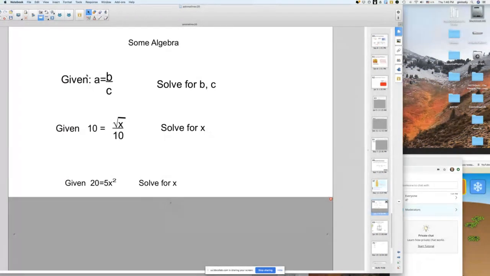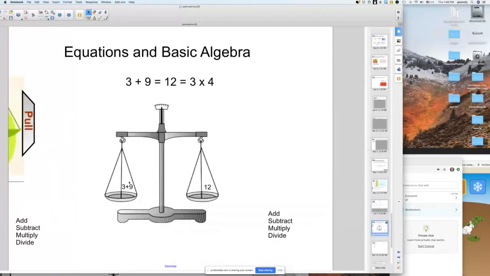You have to remember the equal sign here means that whatever is on the left side is the same as whatever is on the right. It's like a balance. You're balanced right now. When you have an equal sign, it says you have 3 plus 9 here, and you have 12 here, and you're balanced because they're the same. So whatever you do to one side, you got to do exactly the same thing to the other side. That's the thing to remember. That's what an equal sign says.